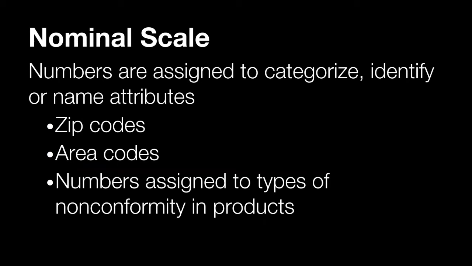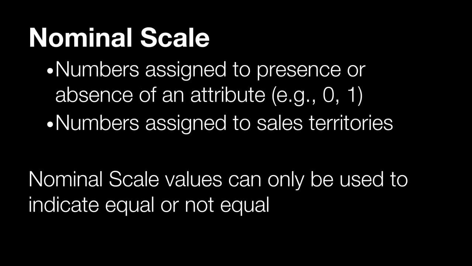First, we'll look at the nominal scale. The nominal scale is a scale in which numbers are assigned in order to categorize, identify, or name attributes. Examples of the nominal scale include zip codes for a certain area in the United States in which someone might live, phone number area codes, numbers assigned to types of nonconformity in products, numbers assigned to the presence or absence of an attribute, and numbers assigned to sales territories.